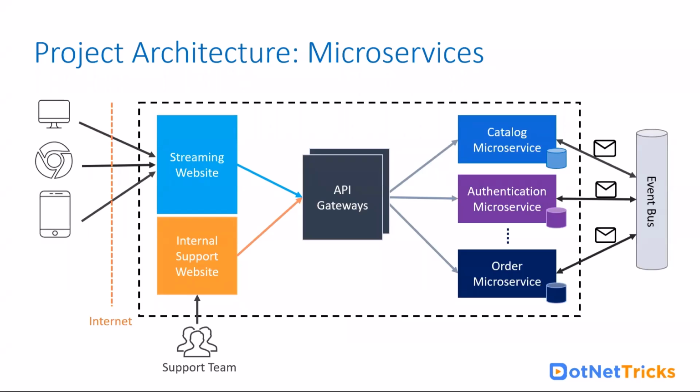RabbitMQ can also be used as an event bus over there. We have many examples of message brokers. Let's say we have RabbitMQ, we have Azure Service Bus, we have SQS in AWS as well. If you're looking at AWS, we have Kafka as well. So there are many examples which can be used over there.